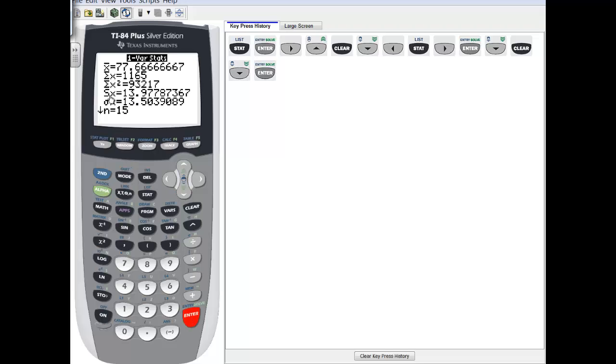So we see SX is 13.97787367. That rounds to 14.0. So that is our standard deviation. This is a sample, so we're using SX.